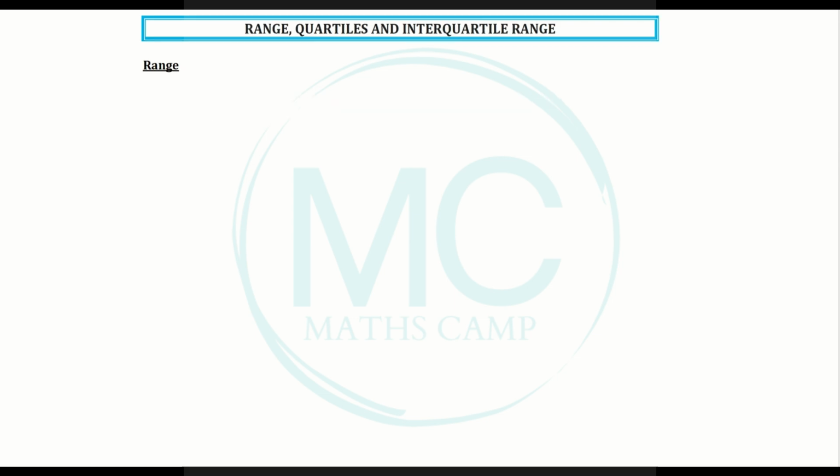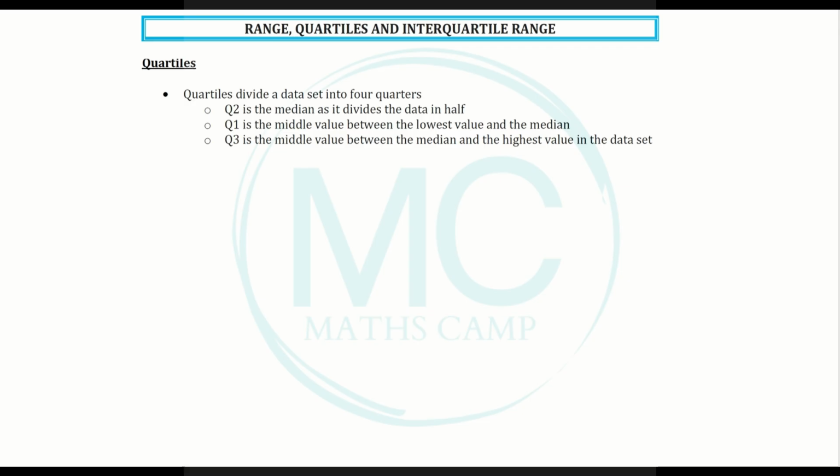Now I'd like to look at the range, quartiles, and interquartile range. Let's start with the range. The range is the difference between the highest and lowest values in the data set. Now let's look at quartiles. Quartiles divide a data set into 4 quarters. Q2 is the median, as it divides the data in half. The lower quartile, Q1, is the middle value between the lowest value and the median. The upper quartile, Q3, is the middle value between the median and the highest value in the dataset.